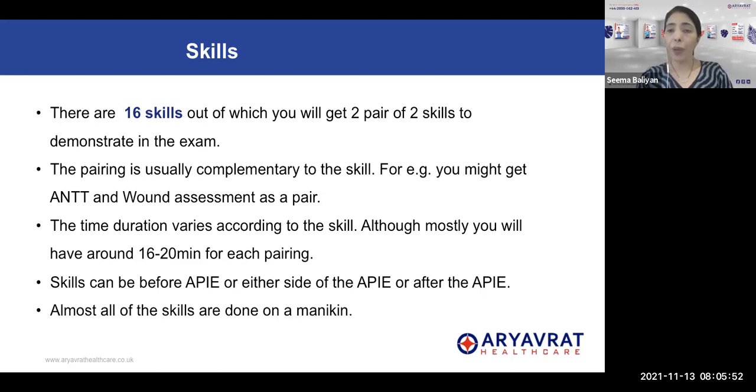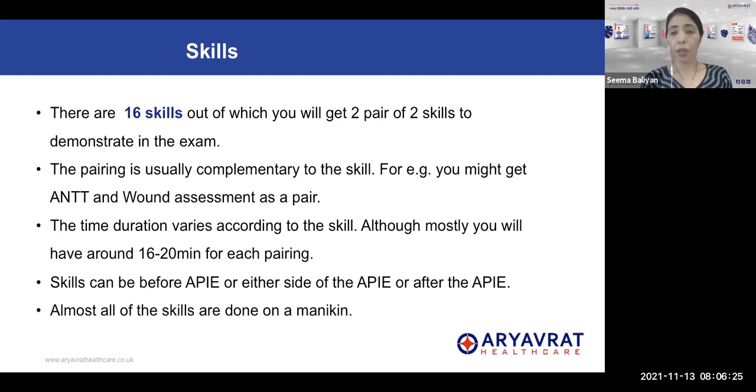So please be prepared. Don't think that there is going to be a fixed pairing that you are always going to get. It is possible that you will get 3 stations as a verbal station and 1 station as a silent station, or it is possible you get 2 silent stations and 2 verbal stations. So be prepared for and practice all of the stations, and you can get any 4 out of the 16. The time duration for all of the skills is different depending upon what skill you are doing.